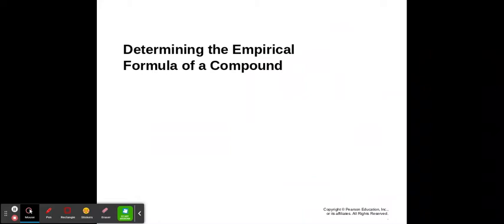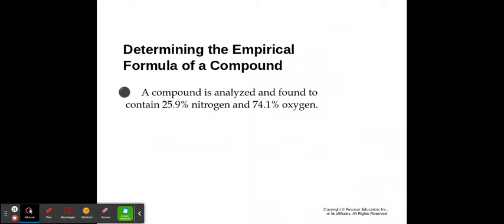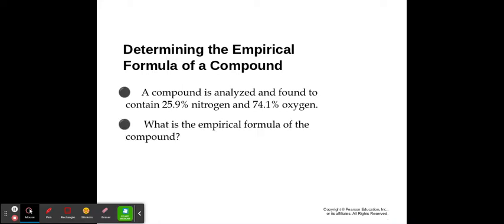Now, how do we determine the empirical formula of a compound? It's actually quite simple. So a compound is analyzed and found to contain 25.9% nitrogen and 74.1% oxygen. So here we have 2 elements and the percent. So this is the percent composition of this compound. Okay, so our question is, what is the empirical formula? Okay, so our empirical formula is going to be N question mark, O question mark. We don't know these, but we do know the percent composition.